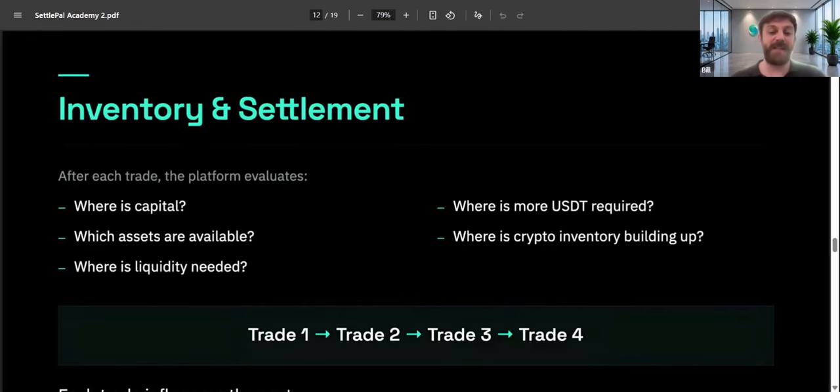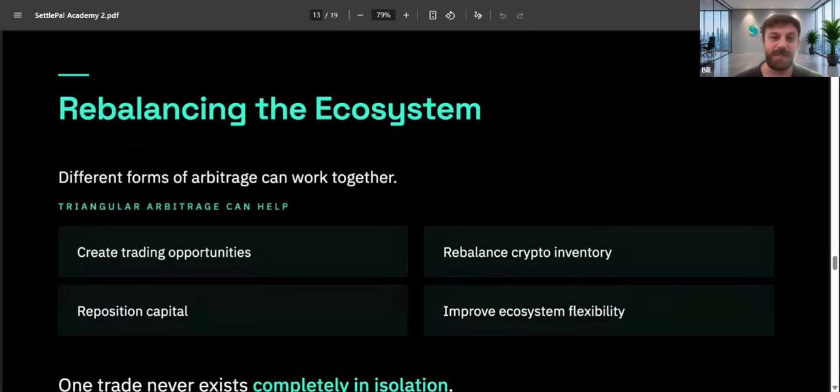And that trade might generate a slightly smaller immediate return, but it may actually improve the position of the entire ecosystem. Trade one affects trade two affects trade three affects trade four. Each trade is influencing the next. So this is one of those reasons that SettlePal combines different forms of arbitrage.